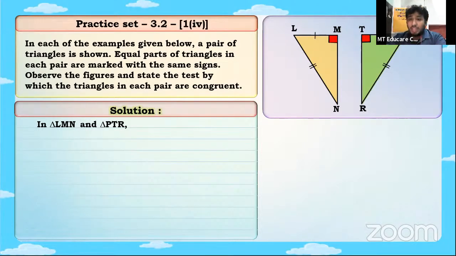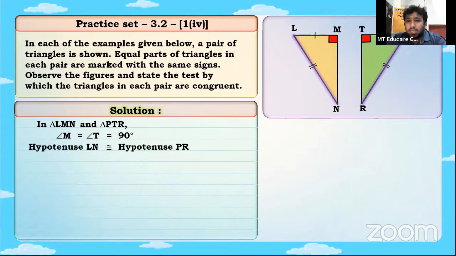Okay. So students, all of you please pay attention. First condition, angle M and angle T. Both are angles which have a measure of 90 degrees. So angle M is equal to angle T is equal to 90 degrees. Next, the side which is opposite to 90 degrees is known as the hypotenuse. So students, LN is congruent to PR. Reason will be given. That means the hypotenuse is also congruent, and LM is congruent to TP.